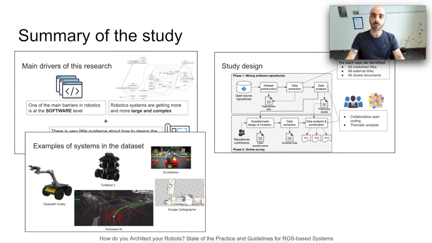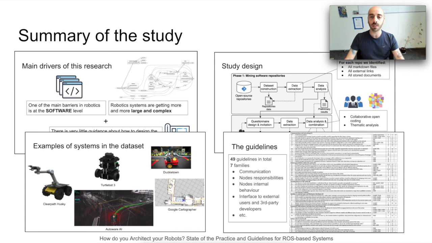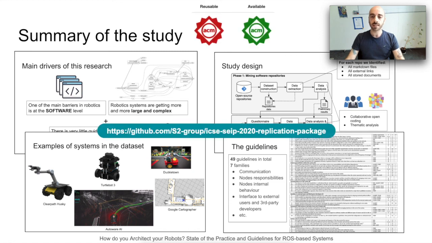We built a dataset of real robotic software projects, which can be used by the community, and we extracted 49 guidelines for architecting robotic software. The dataset and all the mining and analysis scripts are available in the replication package, which is reusable and publicly available for the community.